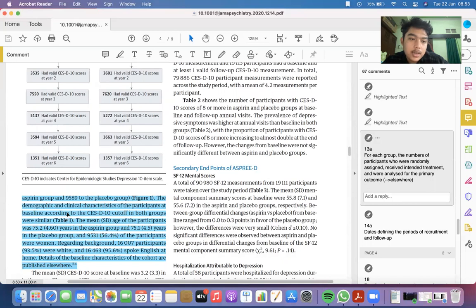The demographic and clinical characteristics of the participants at baseline according to the CES-D10 cutoff in both groups were similar. The mean age of the participants was 75.2 years in the aspirin group and 75.1 years in the placebo group. And 56.31% of the participants were women.